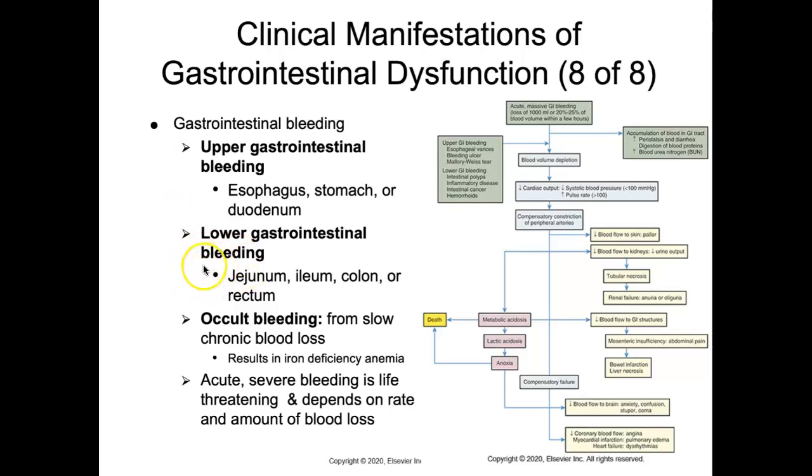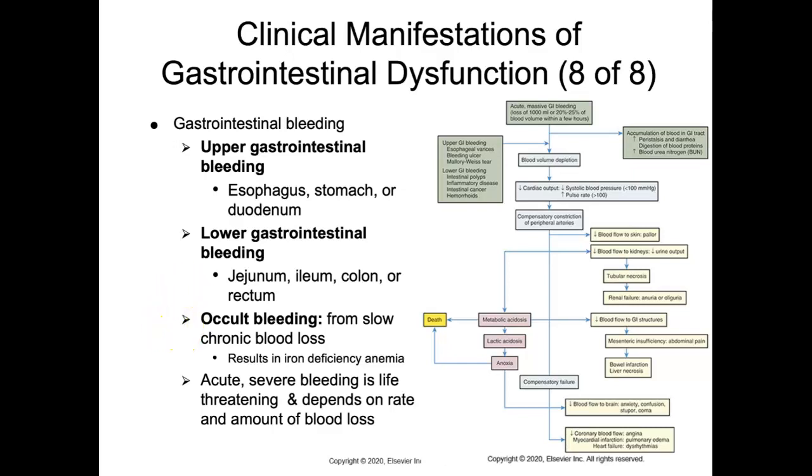When it's a lower GI bleed, it's going to come from the jejunum, ileum, colon, or the rectum, and it could be due to polyps, diverticulitis, an inflammatory disease, cancer, or hemorrhoids. We're going to touch on all of those in the coming slides in this chapter.